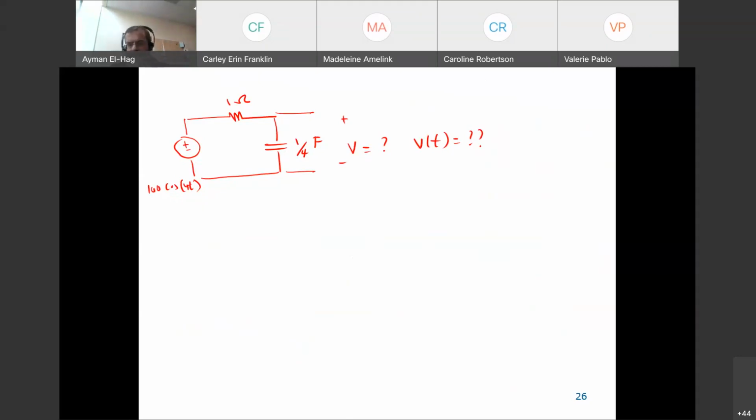So here you need to do everything. Convert the voltage source into a phasor. R stays as it is. The capacitor is minus j over omega C. Find V as a phasor, then convert it back to v of t. You can use any technique here. You can use KVL. You can use voltage division. You can use any technique you feel comfortable with. You can use nodal. But there are a couple of good techniques that can be used.